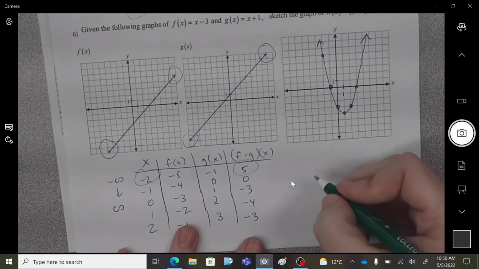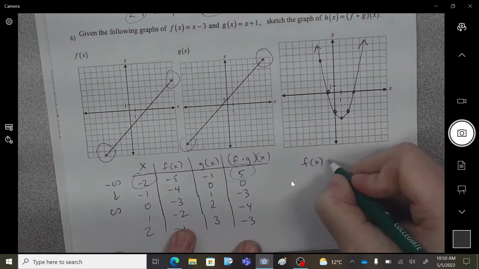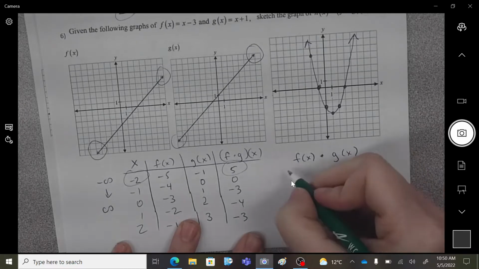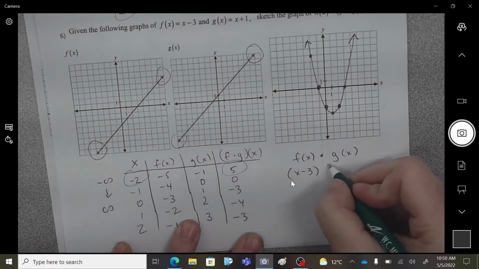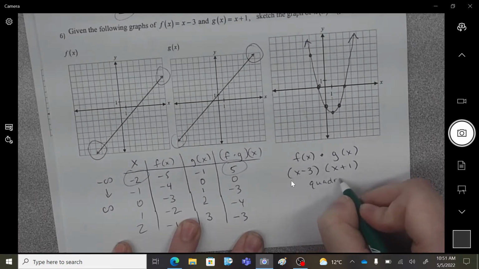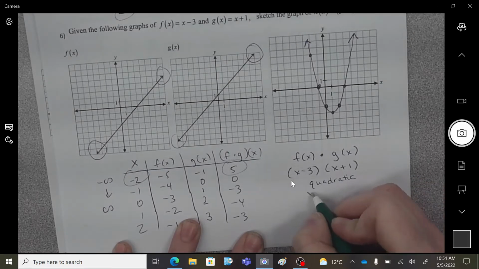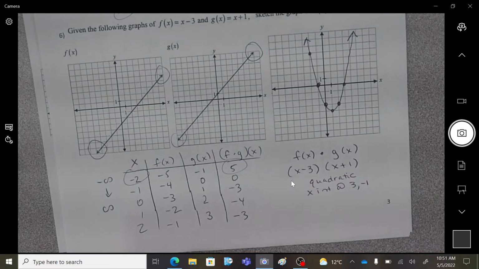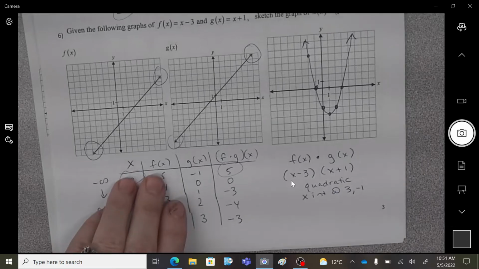I also know that algebraically, if I do times that, it would be x minus 3 times x plus 1, which is a quadratic. It has x-intercepts at 3 and -1. So that also lines up with my thinking.